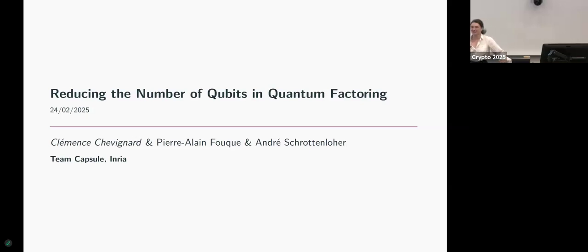Thank you very much for the introduction. Today I will present to you a memory optimization of Shor's algorithm, which is a quantum algorithm that allows, among other things, to factor integers. Please note that this is a joint work with Pierre-Alain Fouque and André Schopenhauer. Before diving into the details of how our reduction works, I'm going to talk a little bit about the original Shor's algorithm.